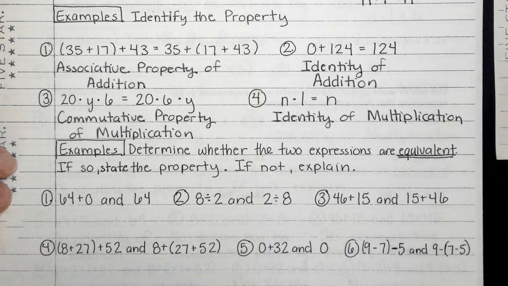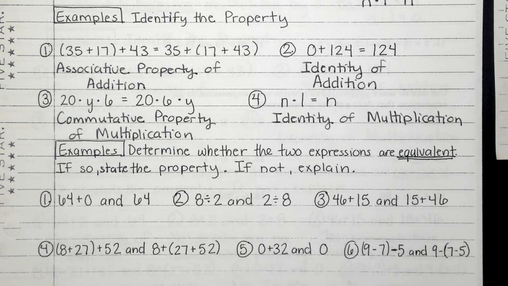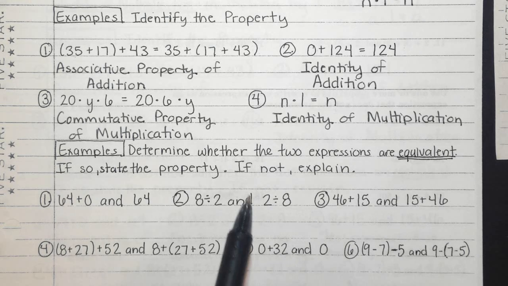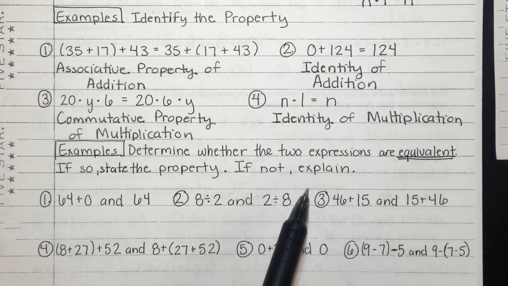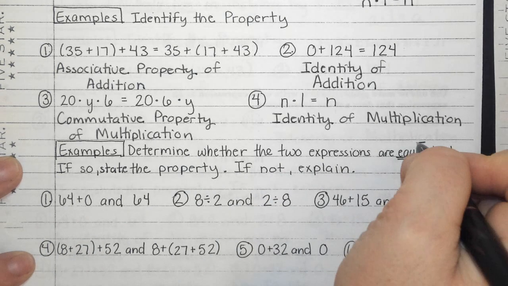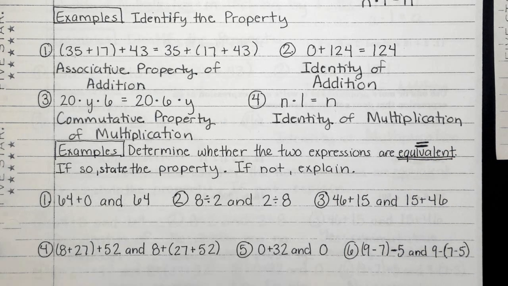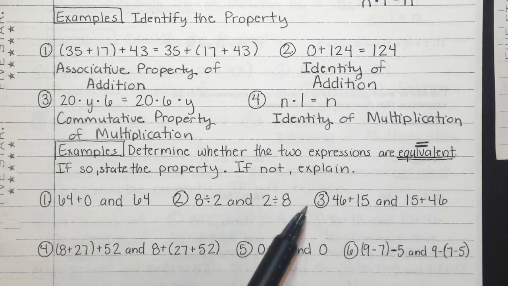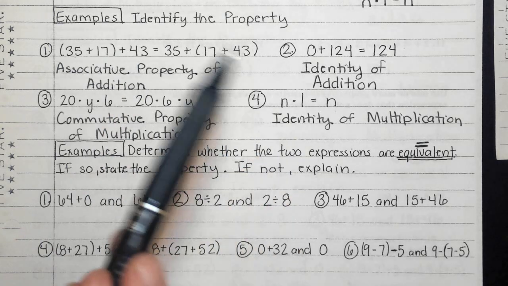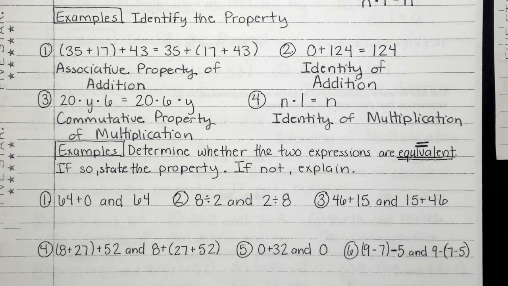All right, for the next set of examples, what we're going to be doing is determining, hey, are these equal? And if they are, we need to say the property. And if they're not, we're going to explain why. It says determine whether two expressions are equivalent. That word is just a fancy way of saying equal. If they are, we're going to name the property. If not, we're going to explain. So it's kind of like what we were doing here, but sometimes they're not going to be equal, and we'll have to word it a little differently.